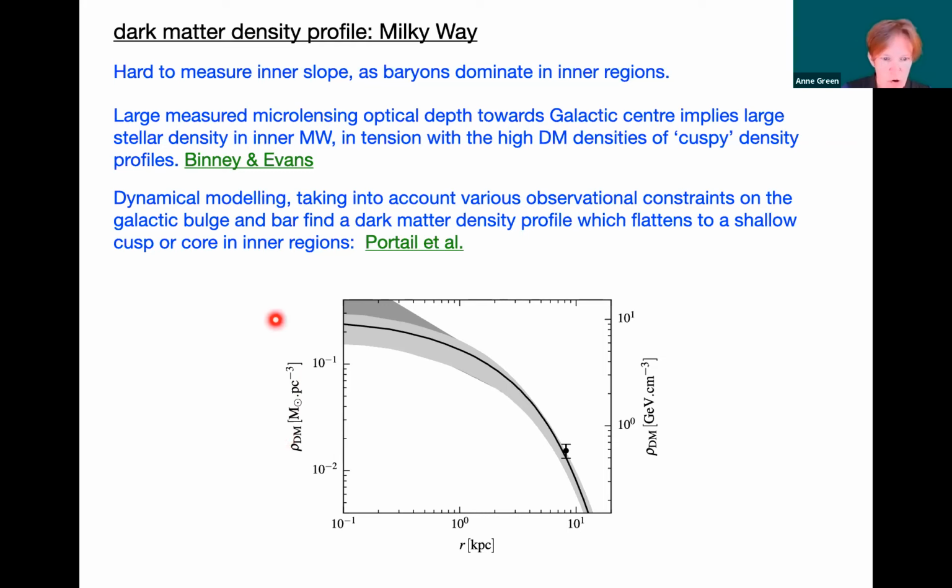So yet again, we've got log of density versus log of radius, with a best fit as the solid line. Here's the solar radius with the fairly accurately measured local density. And this seems to be showing that it doesn't flatten off to a big constant density core, but it looks to be flattening off a bit. So I think the take home point here is we really don't have a good understanding of what the density profile of the Milky Way is doing in the inner regions. That's something that's just very hard to get to grips with.